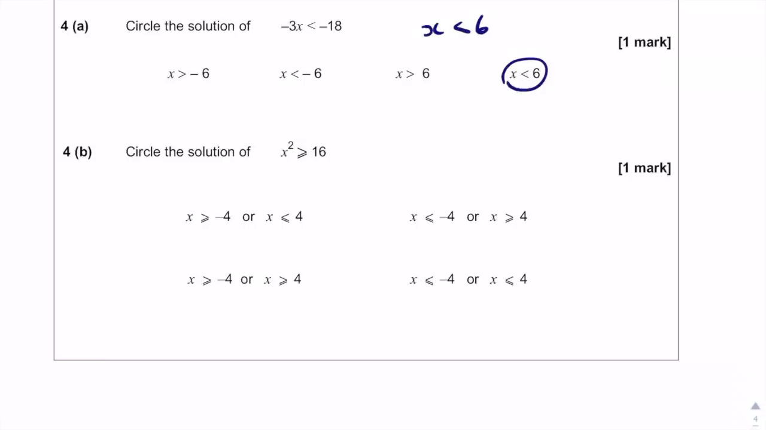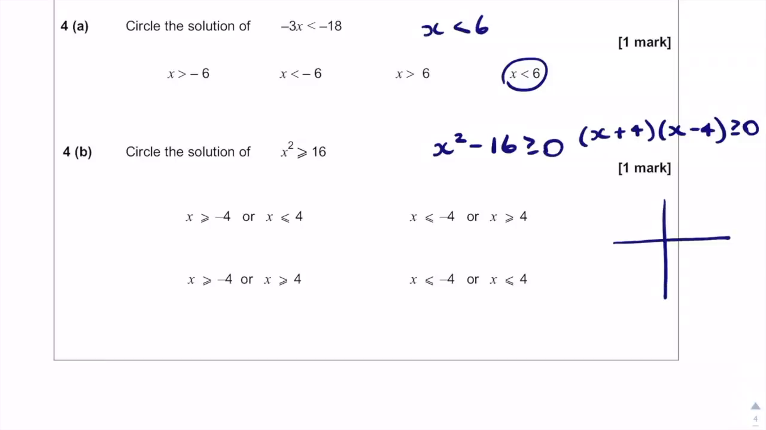Now this one's a bit trickier. The way I would think about this is I would subtract 16 from both sides, and I say that we've got x² - 16 ≥ 0. I know to solve this, it's the difference of two squares, so I'm going to end up with an inequality in the form of (x + 4)(x - 4) ≥ 0.